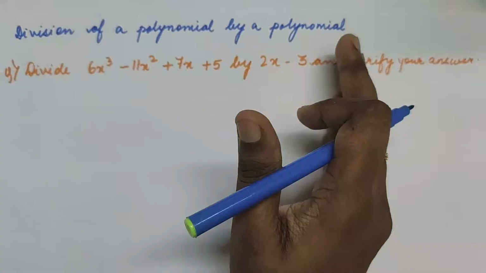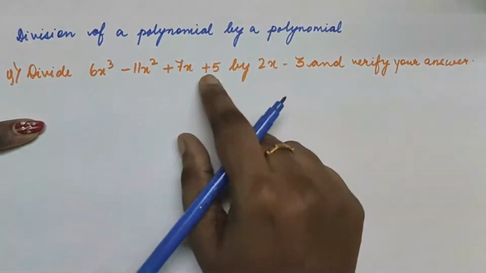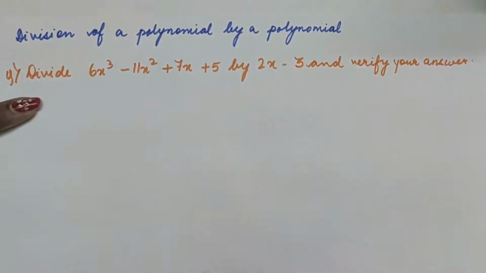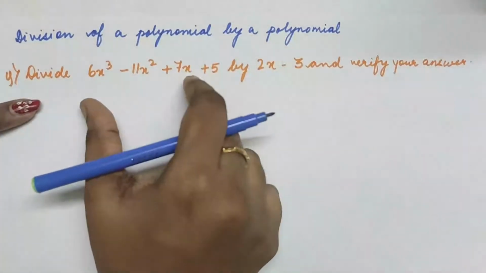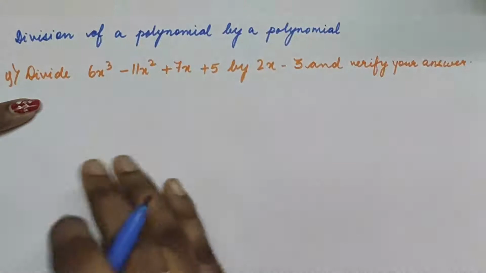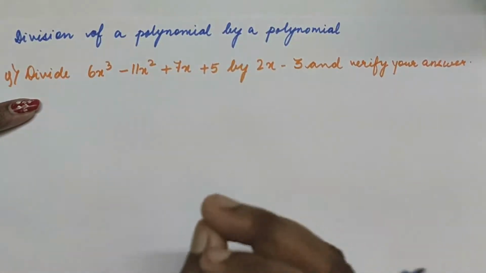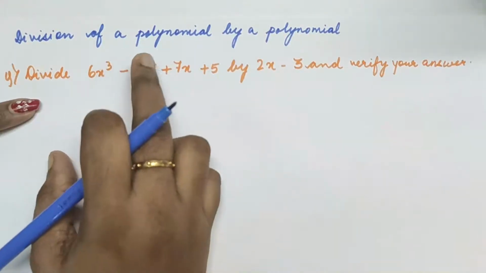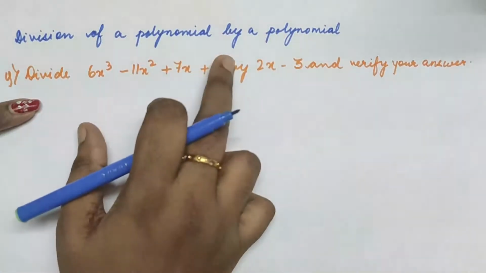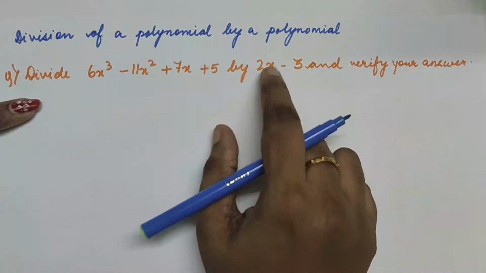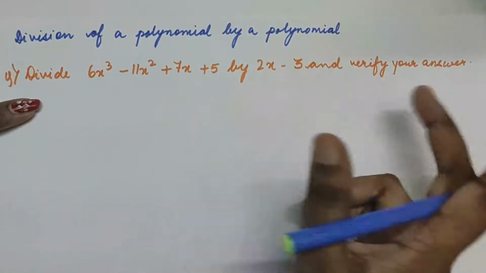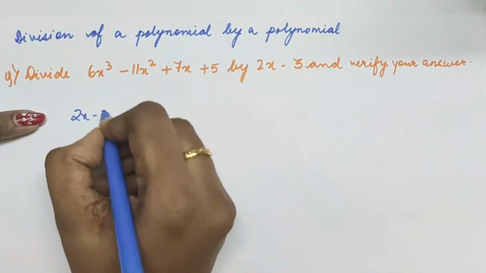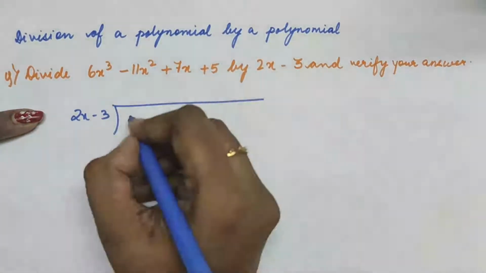So what do we do? When I am having a polynomial divided by a polynomial, then first thing that you need to do is see that whether both the polynomials are arranged in the order of their power in a decreasing order. Like here x cube, then 2, then 1, and no power means x0, and here it is x to the power 1 and here x to the power 0. So it's already arranged. So now let us just write it like we write the division.